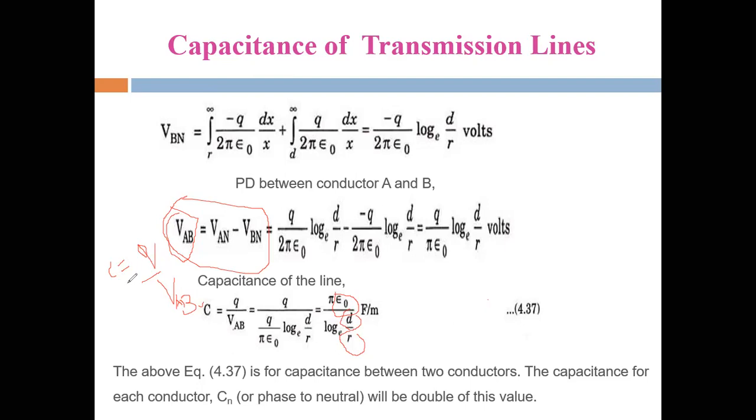In the previous classes we already discussed the inductance and the resistance of overhead transmission lines, and also solved some problems related to inductance. Similarly, in the single phase capacitance calculations there are some related problems. In those problems we use the capacitance C equal to pi epsilon naught divided by log of D by R. This is the single phase capacitance formula.